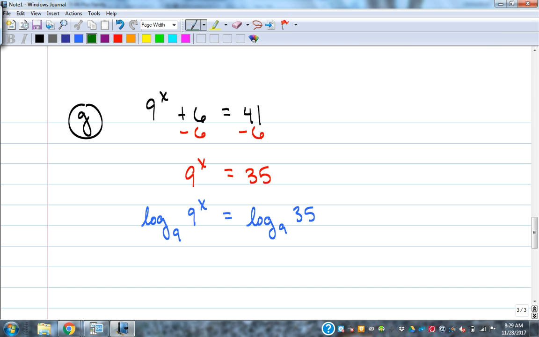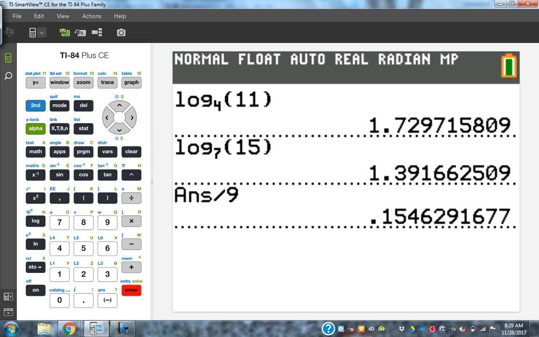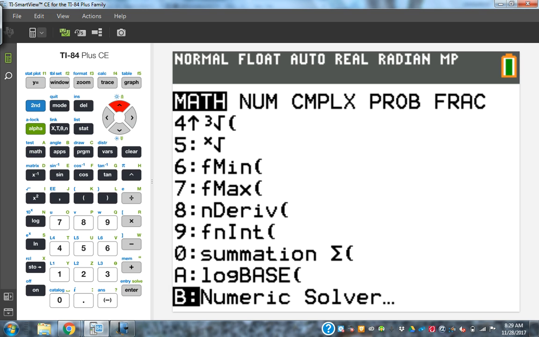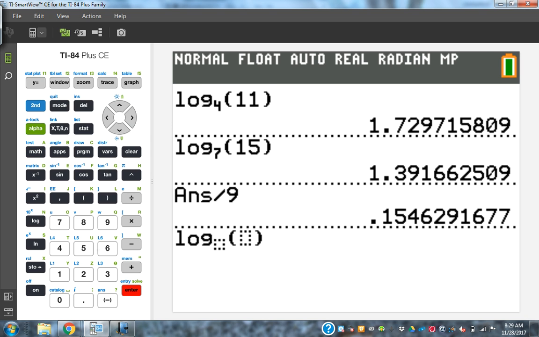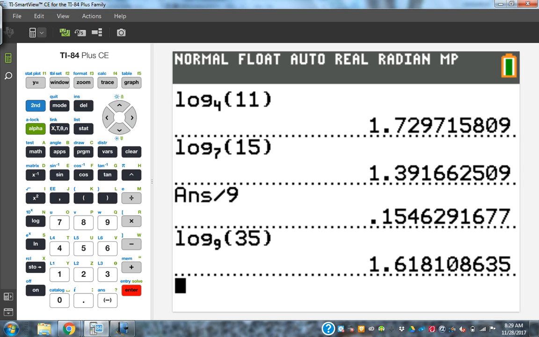What happens on the left side of this problem? The log and the base 9 cancel each other out, leaving us just x. The other side, log base 9 of 35, that's the exact answer. The decimal approximation to 3 decimal places. Math, log base 9 of 35. 1.618.